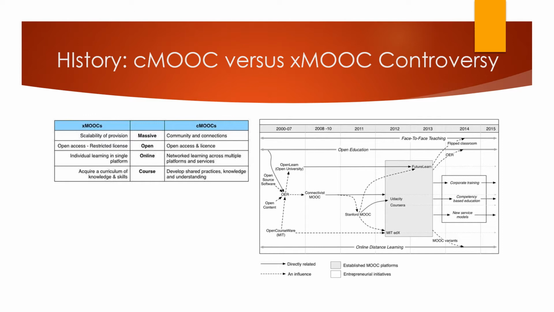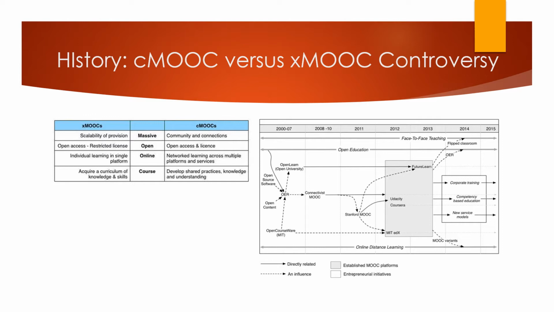In contrast, xMOOCs share a more traditional classroom structure. They combine pre-recorded video lectures with quizzes, tests, or other assessments. xMOOCs are centered around a professor rather than around a community of students. Quoting George Siemens, cMOOCs focus on knowledge creation and generation, whereas xMOOCs focus on knowledge duplication.